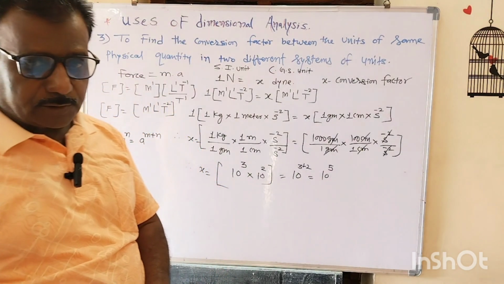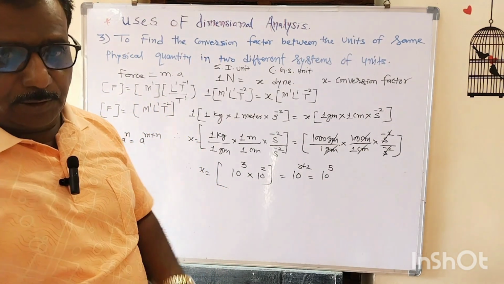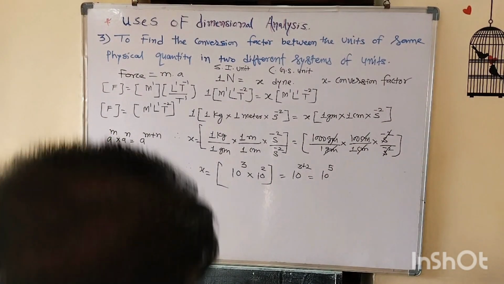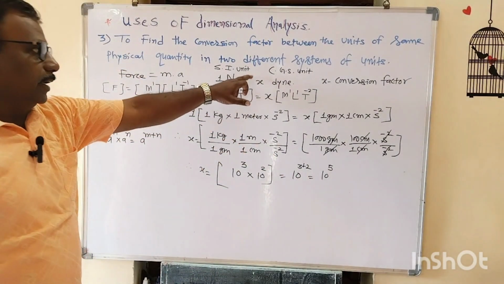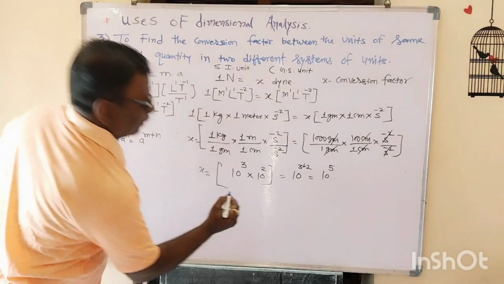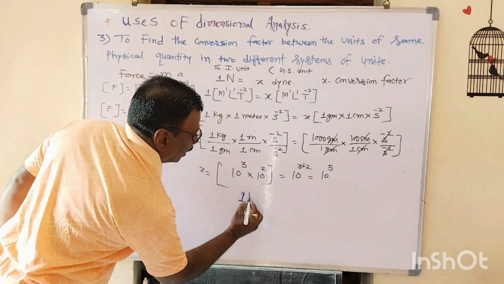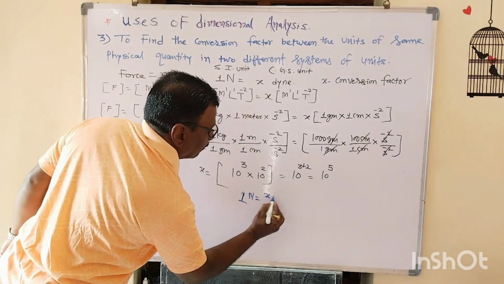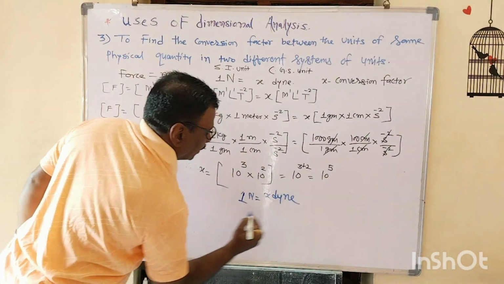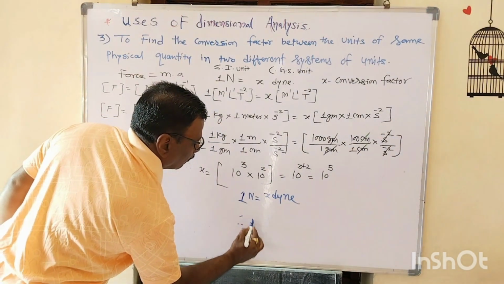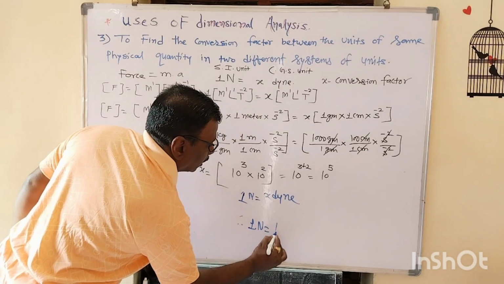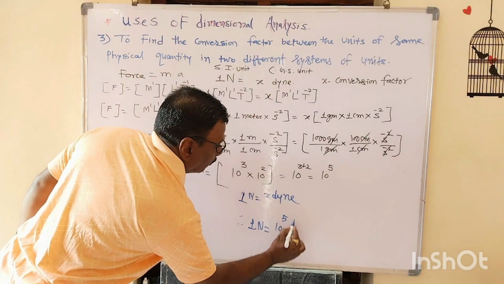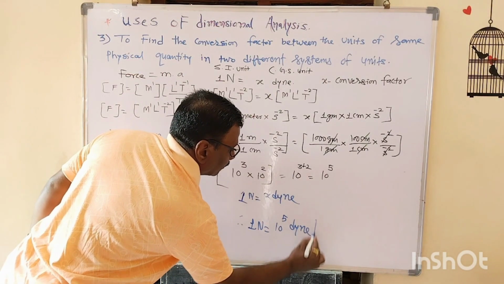Now substitute this value of x here. We get 1 Newton is equal to x dyne. So therefore, 1 Newton is equal to 10 to the power 5 dyne.